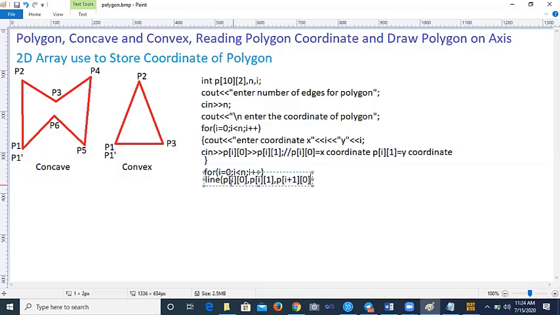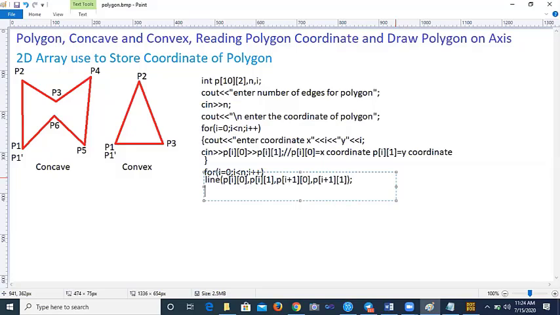Now next one, you have to type P of I plus 1, 1. Which coordinate is this? The y coordinate. So 1 indicates my y coordinate and 0 indicates my x coordinate. This is the simple line that you have to use to draw a complete polygon.